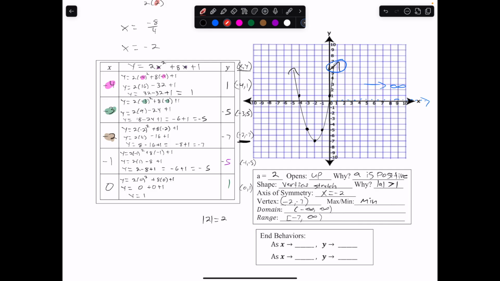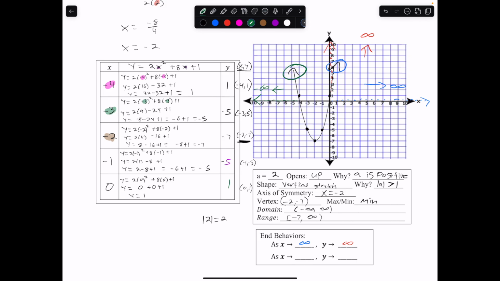Well, on this side of the graph, it is going up forever. So going up forever means we go towards infinity. So the right side end behavior: as x approaches infinity, y approaches infinity. Okay, and the same idea on the left side. So as we go to the left forever on the x-axis, eventually we will get to negative infinity.